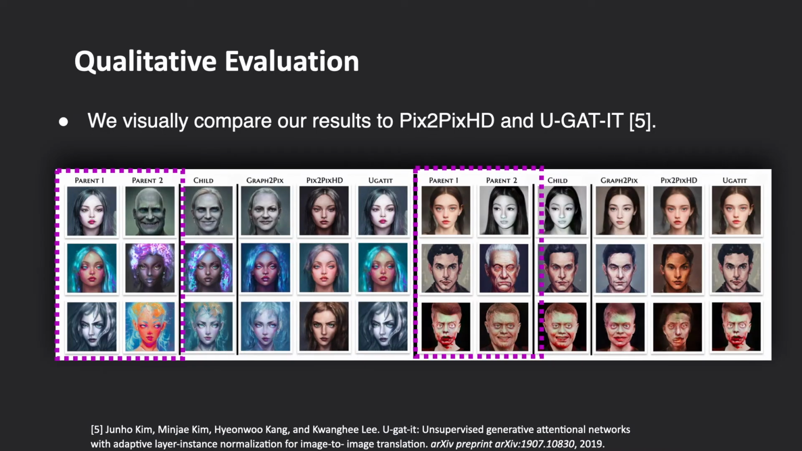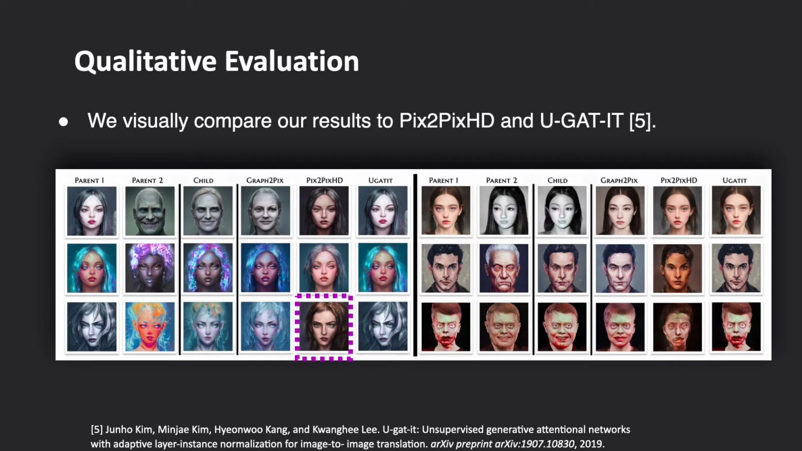Here, we visually compare our results with Pix2Pix HD and U-GAT-IT. For consistent comparison, we only feed the first parent, which is parent 1, to the competitors and evaluate how well they could use this information. The first level ancestors, parent 1 and parent 2, are shown on the left, with the ground truth image labeled as child. The first observation is that U-GAT-IT generates almost identical images to the parent and does not learn how to transform from the parent image domain to the child image domain. For example, the result on the bottom left.